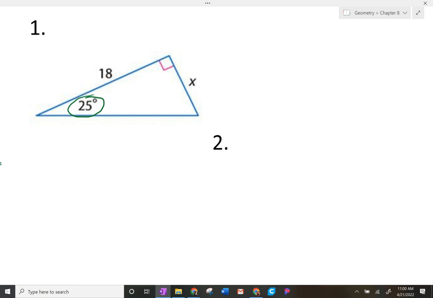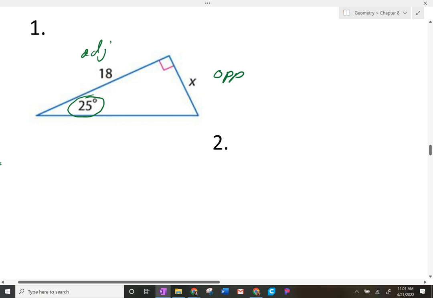So 18, that one is going to be adjacent to that angle. So that one's adjacent. It wants me to find x. X is opposite of that angle. Okay, I'm not going to write down hypotenuse. I don't want to have one extra word to screw me up. I'm only going to write down the information that I have and that I want to find out. So they give me the adjacent. I want to find the opposite. And then I have the angle.